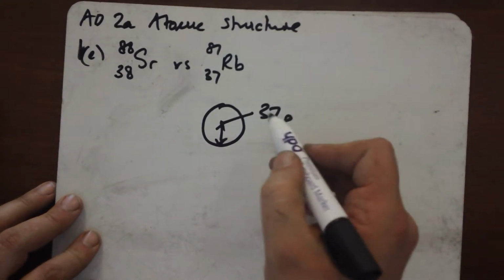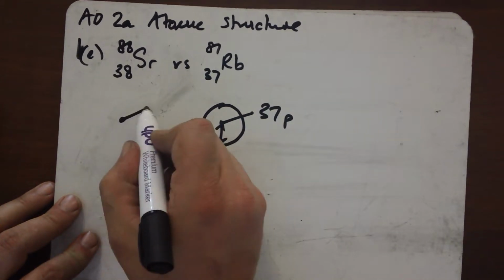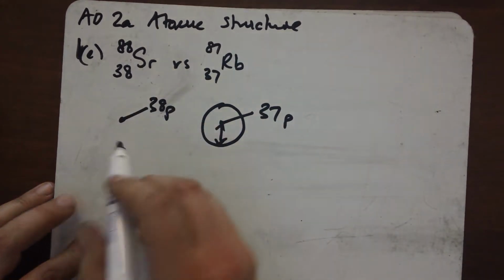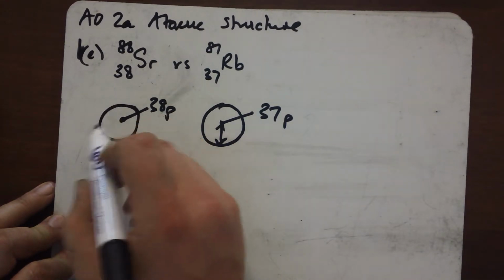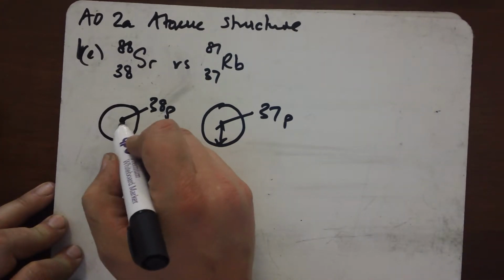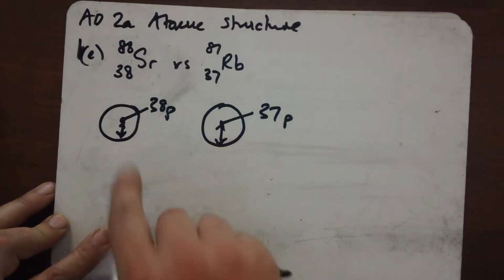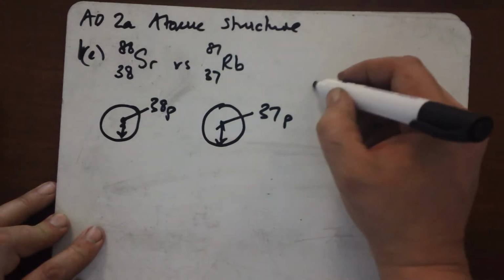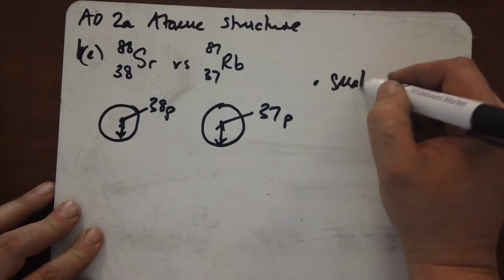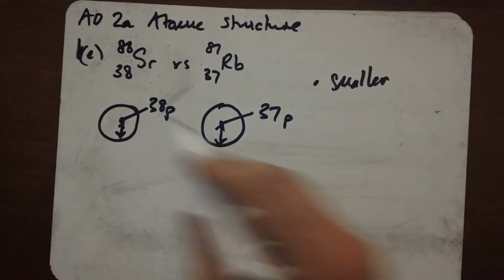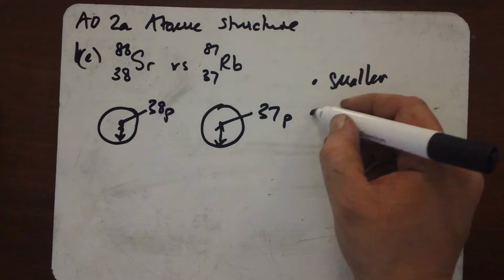If we were to then add another proton and have 38 protons, yes, we're adding another electron, but the overall effect is it gets smaller. Okay, not a very good diagram there, but it will get smaller. So for a 3-mark question, for 1 mark, you needed to say it got smaller. So strontium will be smaller than rubidium.